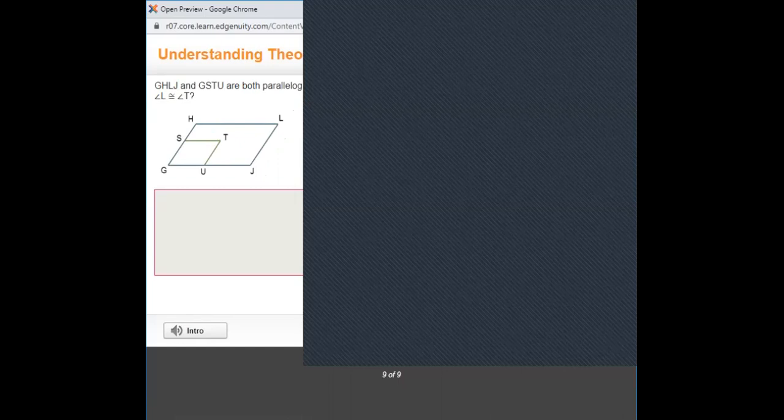GHLG and GHLJ and GSTU are both parallelograms. And they want to know what the reason is that angle L is congruent to angle T.